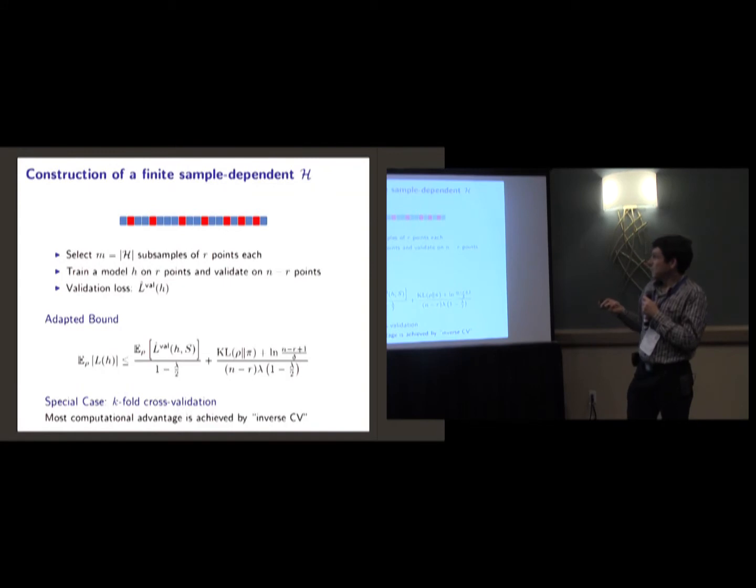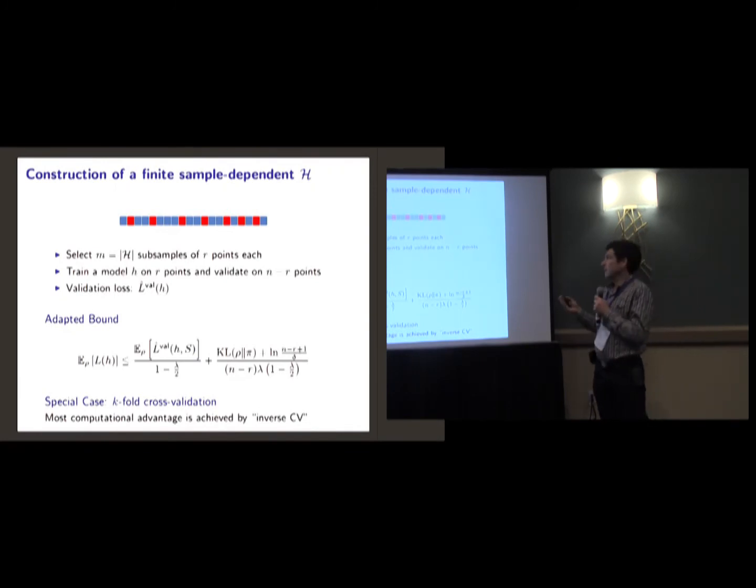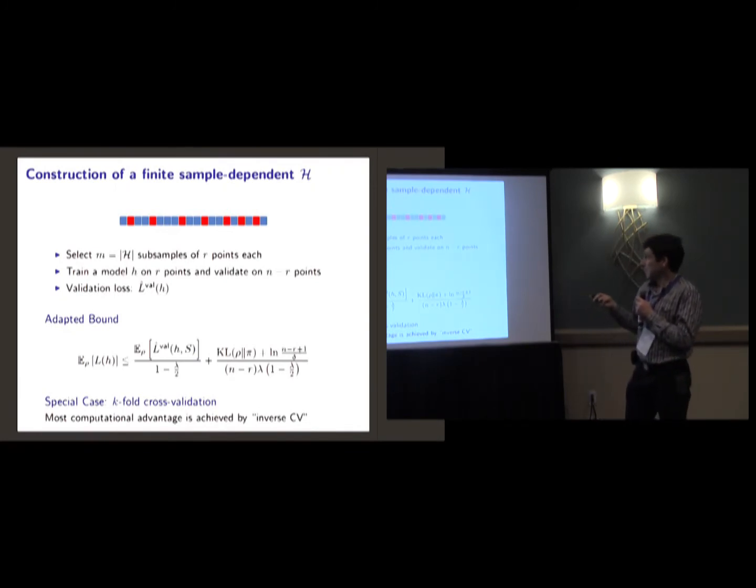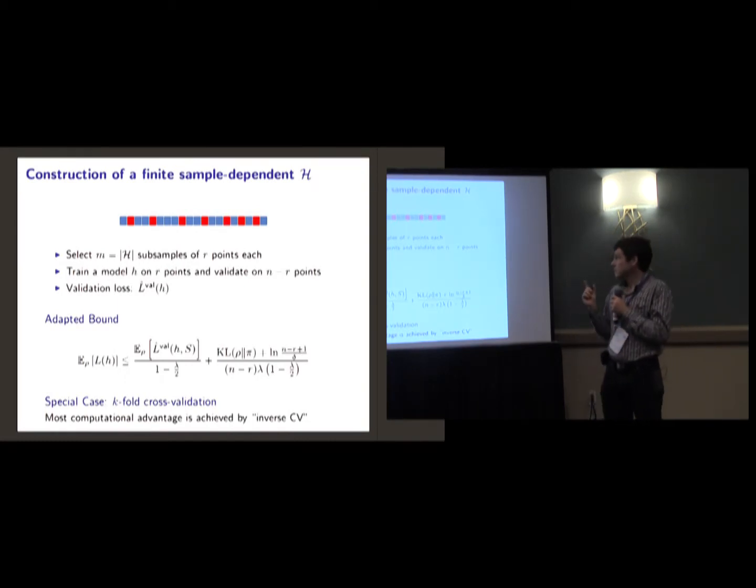A special case of this construction is k-fold cross-validation. When we do k-fold cross-validation, we train a model on k-1 parts of the data and validate it on the remaining part. But in our case, the most computational advantage is achieved by inverse cross-validation. So we actually take small subsamples for training and large subsamples for validation. Okay.